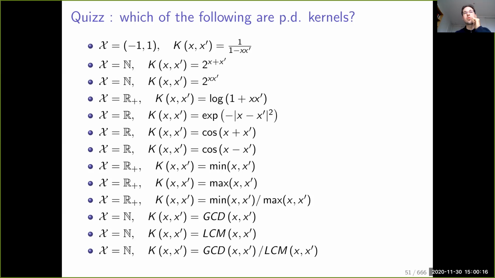I will simply give you a hint. This one here, the GCD is positive definite, LCM is not, but GCD over LCM is positive definite. And if you manage to find the proof of this, then it means you have well understood everything we did so far.